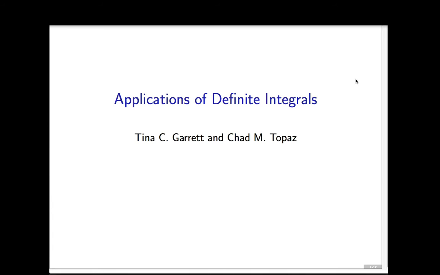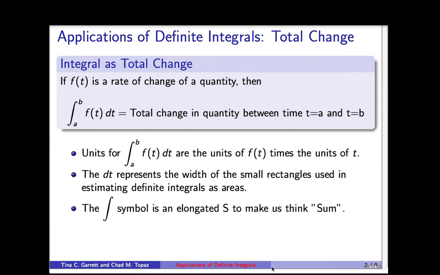So this lesson is about applications of definite integrals, and we'll talk also about the total change interpretation of a definite integral. So the first thing to think about, and you probably have a sense of this already given the examples we've done in the previous two lecture modules, is that if you have a function which is a rate of change, like velocity was a rate of change, then the definite integral from a to b of that function is essentially the total change in the quantity. So if velocity is a rate of change of distance, the integral of velocity is the total change in distance.